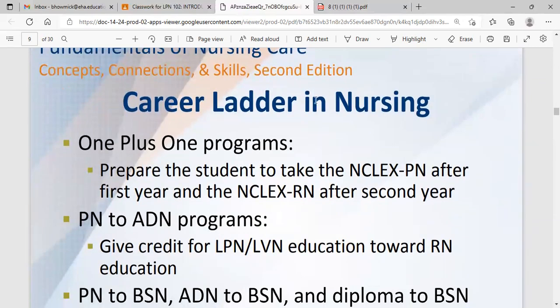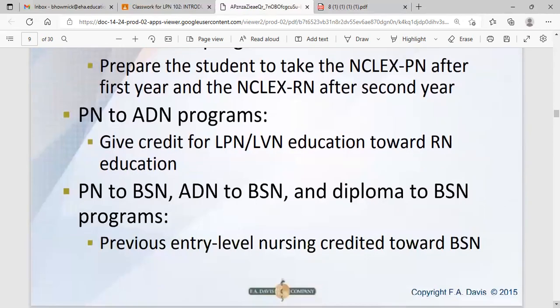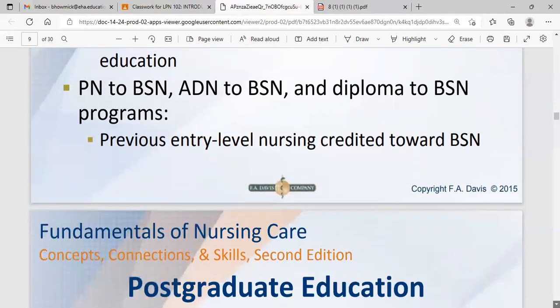So, career ladder in nursing. So who wants to be a leader, right? Sometimes leadership is born, sometimes leadership is developed when you start to work. So 1+1 program prepares the student to take the NCLEX PN after 1 year and NCLEX RN after the 2nd year. PN to ADN, Associate Degree of Nursing program, gives the credit for LPN education towards the RN education. Directly, you can start PN to BSN, or associate degree to BSN, and also diploma to BSN program, providing entry-level nursing credited towards BSN.